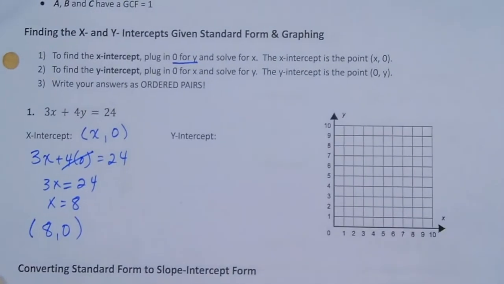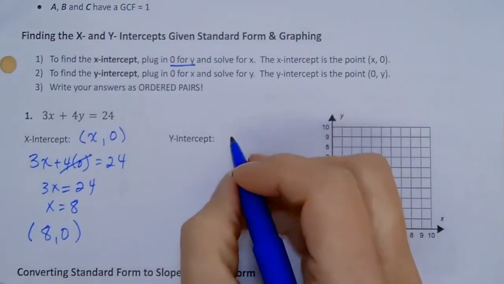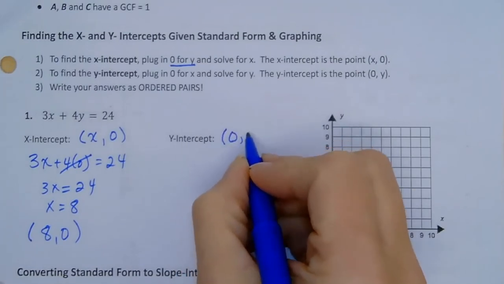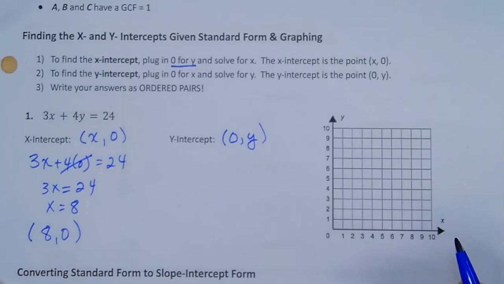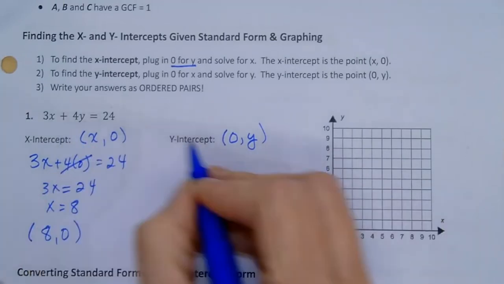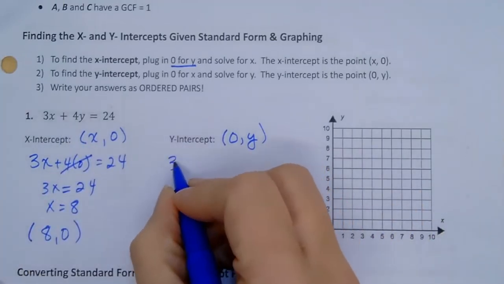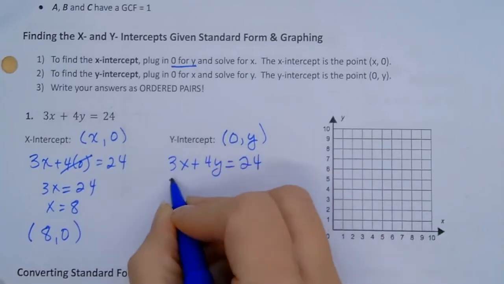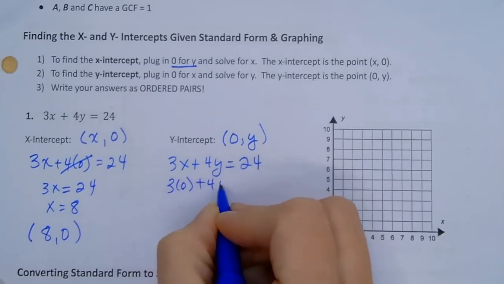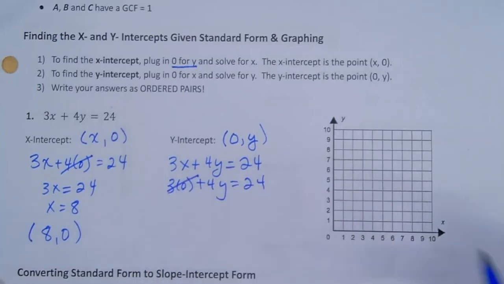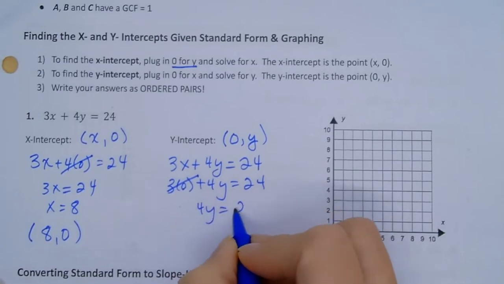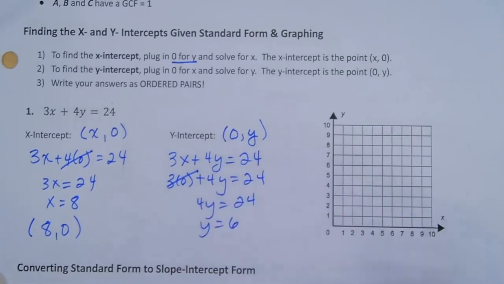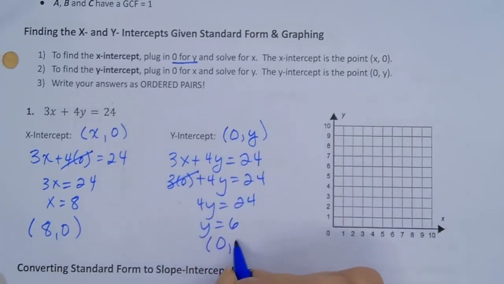Sliding down a little bit there. My y-intercept is when I have x equal to 0, right? x is going to be 0, and I'm going to need some number in the y spot of my ordered pair. So let's find the y-intercept here. I have 3x + 4y = 24, and I know x is 0, so I have 3 times 0 + 4y = 24. That goes away. 4y = 24, and y = 6. And I know if y = 6, x = 0, so my ordered pair will be (0, 6).